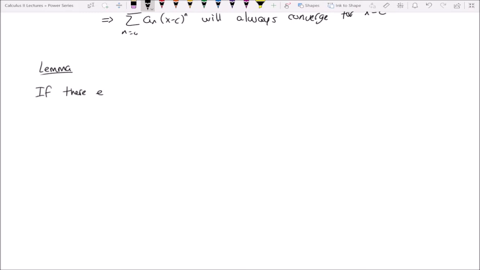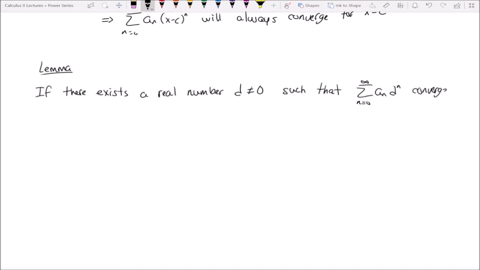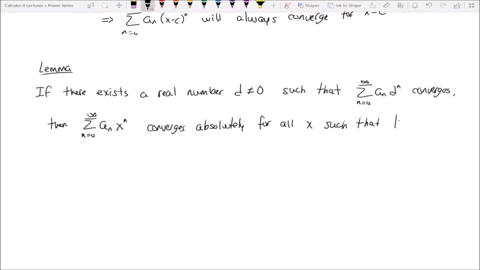So if there exists a real number d, which is not equal to 0, such that this series converges, then this series converges absolutely for all x such that the absolute value of x is less than the absolute value of d.